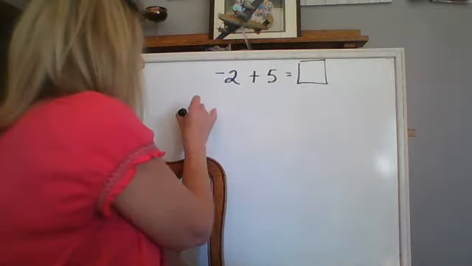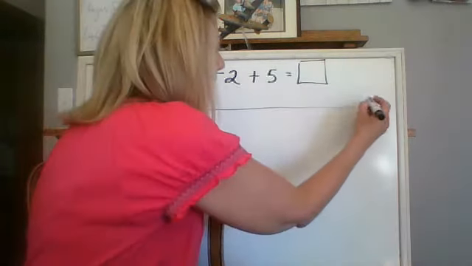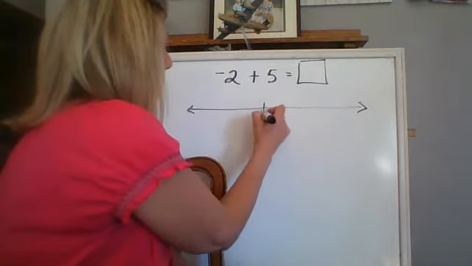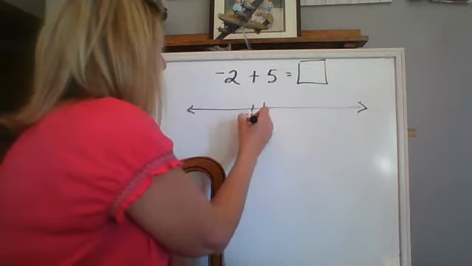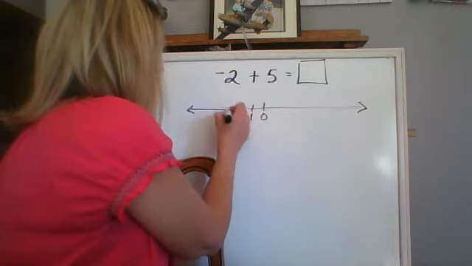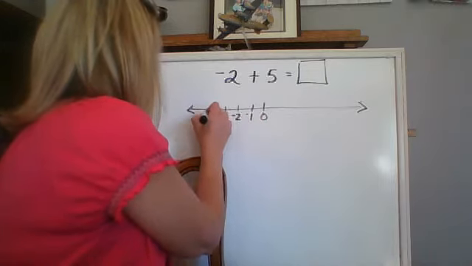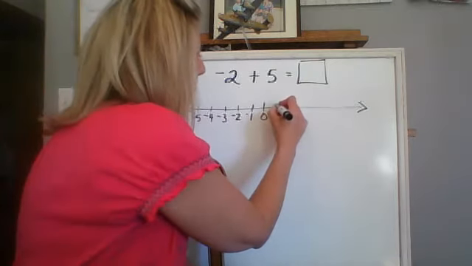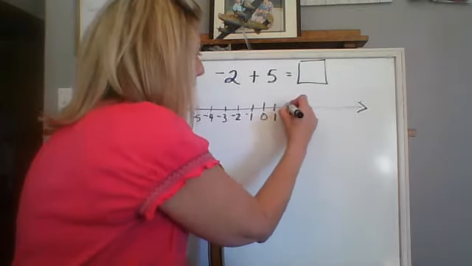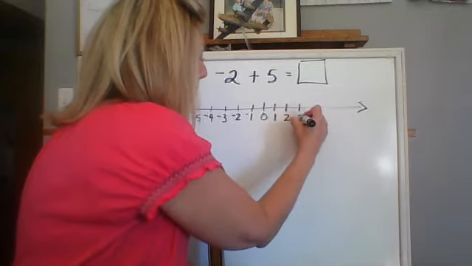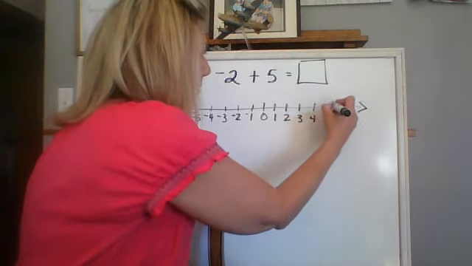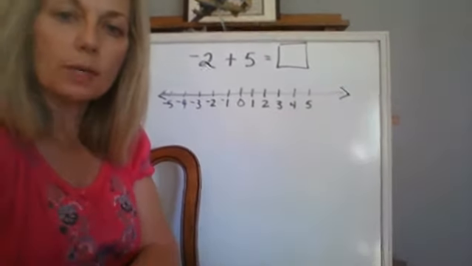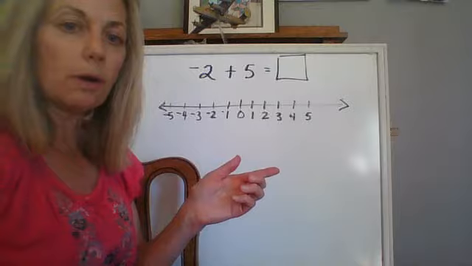Where do I land? So I'm going to go ahead and start out with the number line. We want to start with our 0, -1, -2, -3, -4, and -5. And then on the right, they're all positive: +1, +2, +3, +4, +5. Okay, so the first thing that I want to show you is that we want to find -2 on the number line.